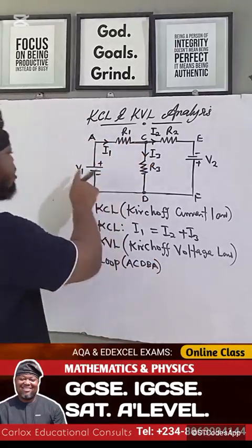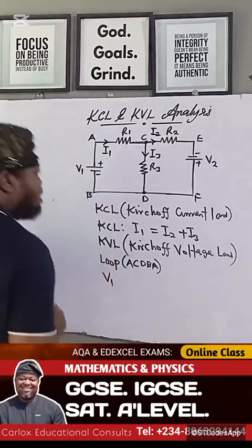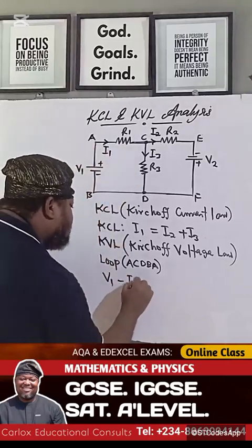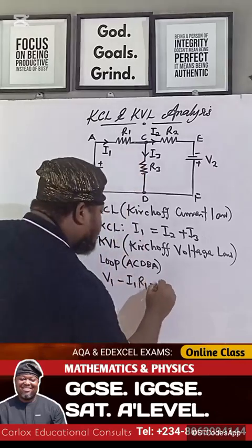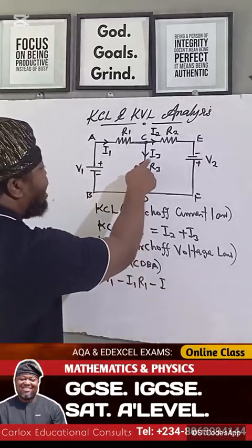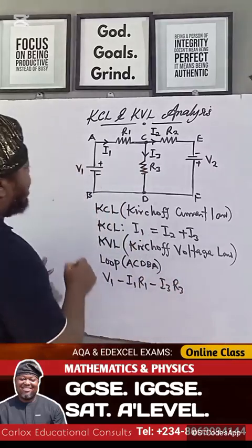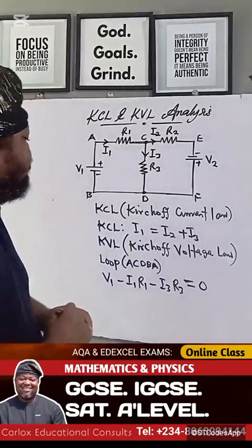So for the first loop here, we'll be having V1. See that now? Because it's flowing like this, minus I1 R1, then come to this side, the same thing again, minus I3 R3, equals 0. That's the first thing you have to know for the first loop. Very simple.